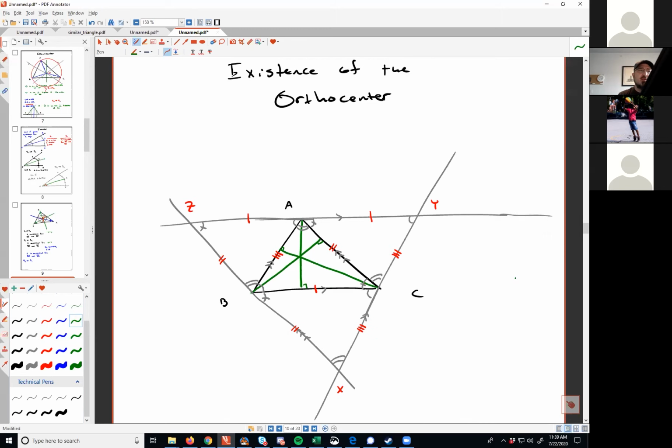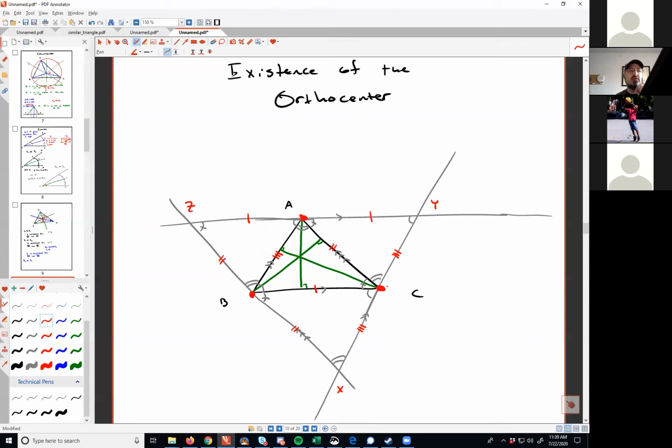So back to this picture right here. Let's recap what we've done so far. We started out looking at altitudes, but we weren't sure what we could do. So we drew lines through each point parallel to the original sides. Then boom, we had all this new angle information. And from all that new angle information, we were able to identify congruent triangles around this diagram. And because of those congruent triangles, we realized that A is the midpoint of YZ, B is the midpoint of ZX, and C is the midpoint of XY.